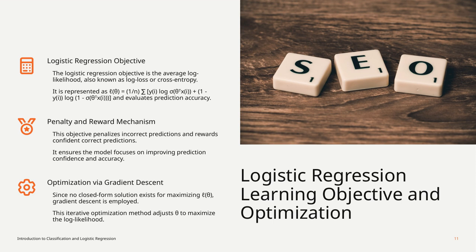The formula for this involves summing over all data points, where for each, we consider the true label y_i and our predicted probability sigma(theta transpose x_i). This prediction probability is derived from the logistic function, which squashes any real number into a probability between 0 and 1. Now, this objective serves a dual purpose. It penalizes incorrect predictions, meaning if our model gets it wrong, it's penalized, and it rewards correct predictions when it's confident. This encourages the model not just to be correct, but to be confident in its predictions, which is crucial for reliable classification.